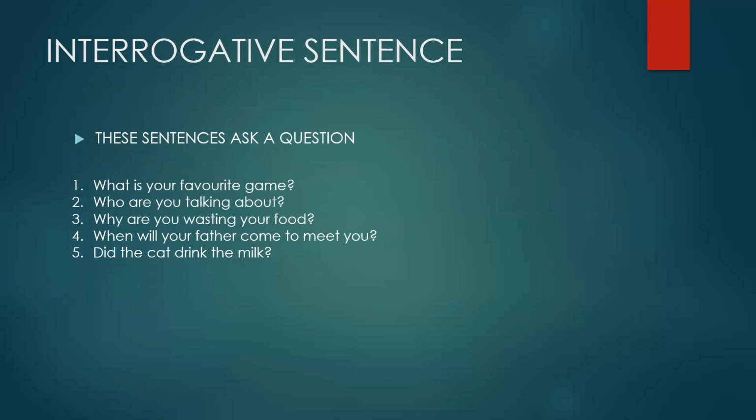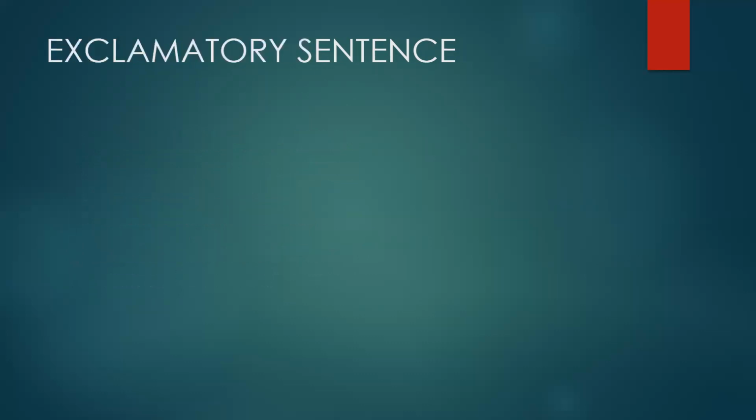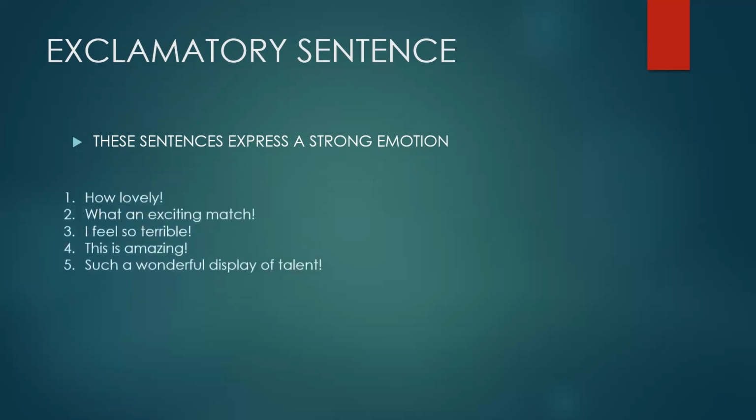Okay, now we go to the fourth type of sentence, an exclamatory sentence. What's that? It's easy. An exclamatory sentence will always have an exclamation mark at the end of it. These sentences express a strong emotion, fear, anger, surprise, things like that. Here are some examples for you. How lovely! What an exciting match! I feel so terrible. This is amazing. Such a wonderful display of talent.